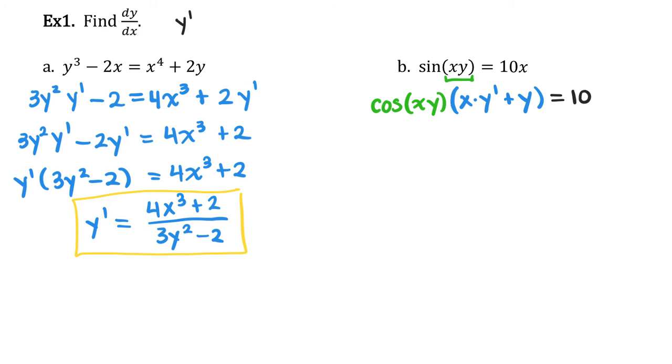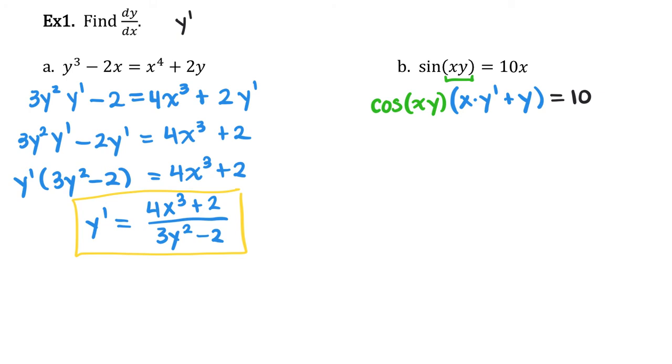Okay, let's look at it again because that was a lot of stuff. So this was the sine of this. The derivative of sine is cosine of this. But then because of the chain rule, I had to find the derivative of this. This is a product, x times y. So for the product rule, I did the first thing times the derivative of the second thing, plus the second thing times the derivative of the first thing, and the derivative of x was just 1. For the right side, the derivative of 10x was just 10.